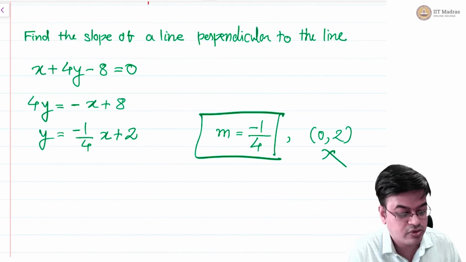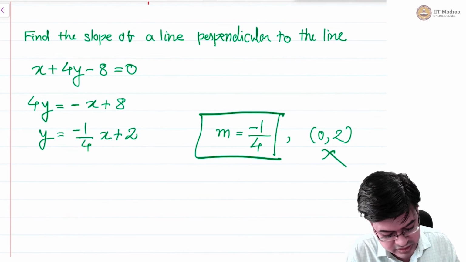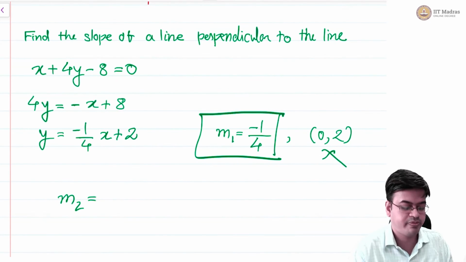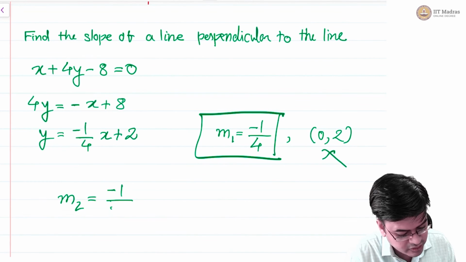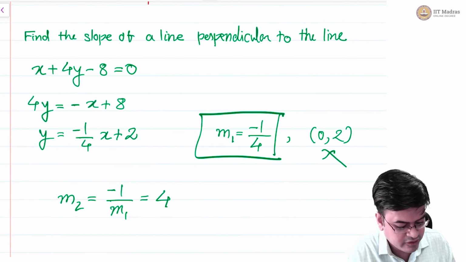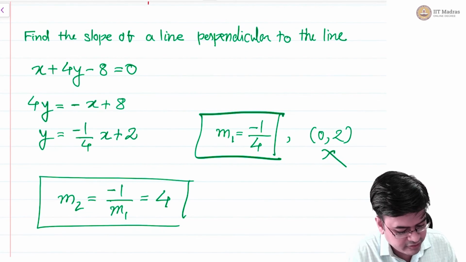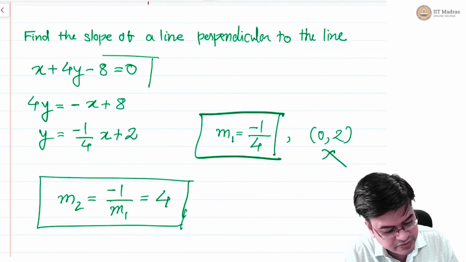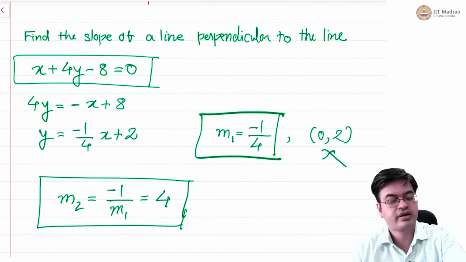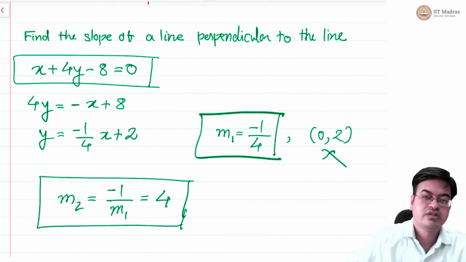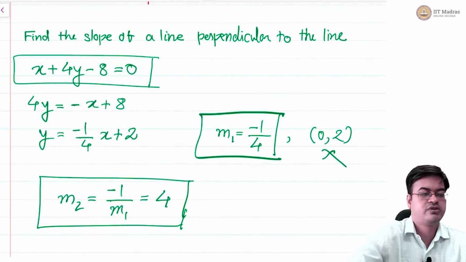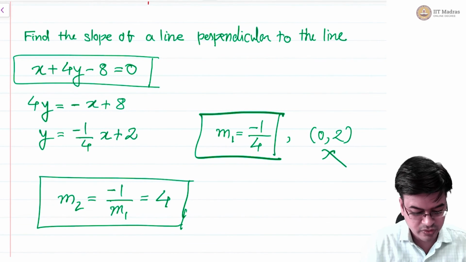So what will be the slope of a perpendicular line? So let us put this slope as m1. So m2 according to us will be the slope of a perpendicular line, which will be -1 upon m1, that is -1 upon -1/4, which will be 4. The slope of a line perpendicular to the given line x plus 4y is equal to 8 is 4, right? So this is how we will figure out the slope of a line perpendicular to a given line. This finishes our topic of slope and lines.